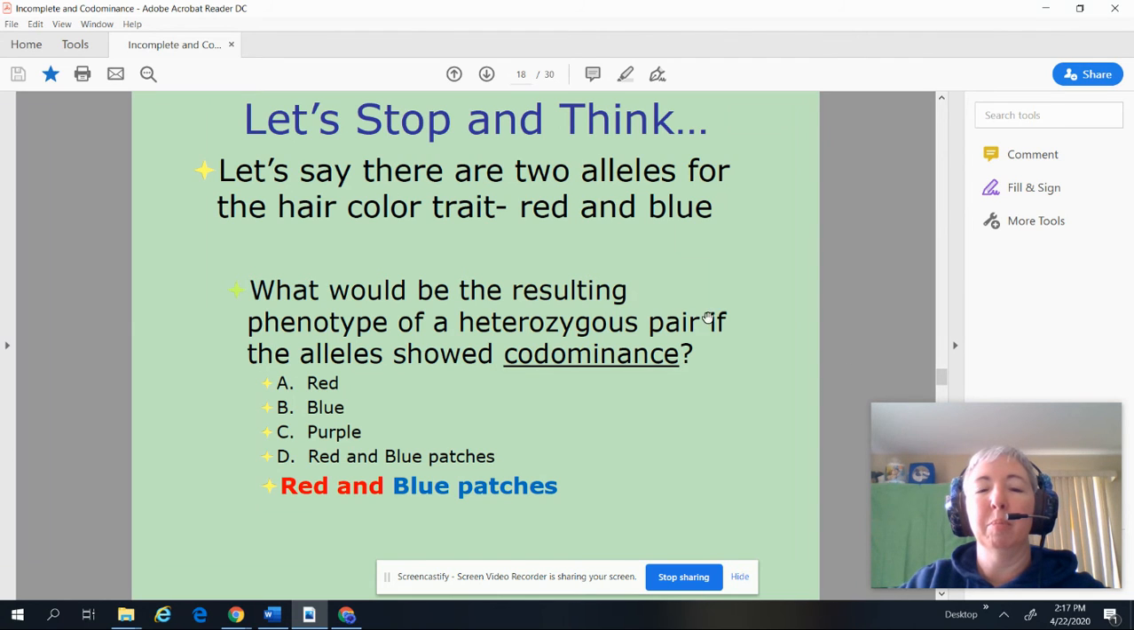Red hair and blue hair combined in codominance, same question, different conditions. If it's codominance, you would get red and blue patches next to each other because neither of those covers up the other and they do not mix.